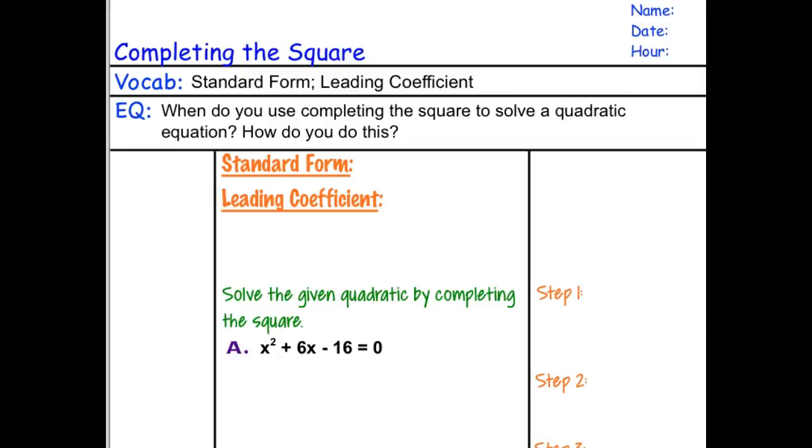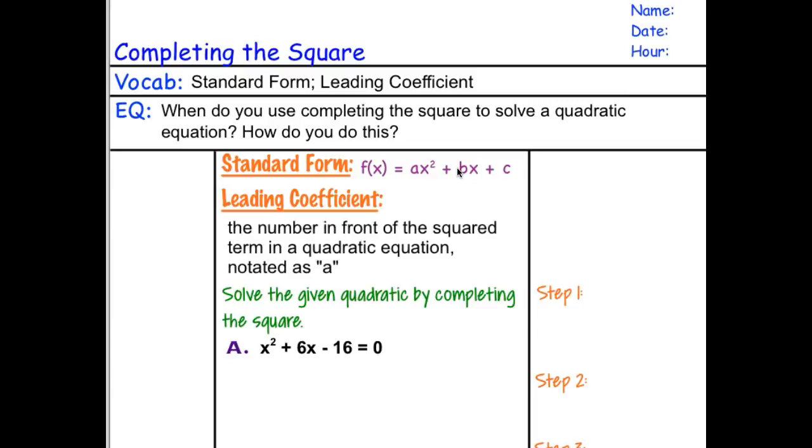But first we have to understand the vocab. So standard form, just as a review, is f of x equals ax squared plus bx plus c. Then we have a little refresher from yesterday that says leading coefficient is the number in front of the squared term in a quadratic equation, noted as a.